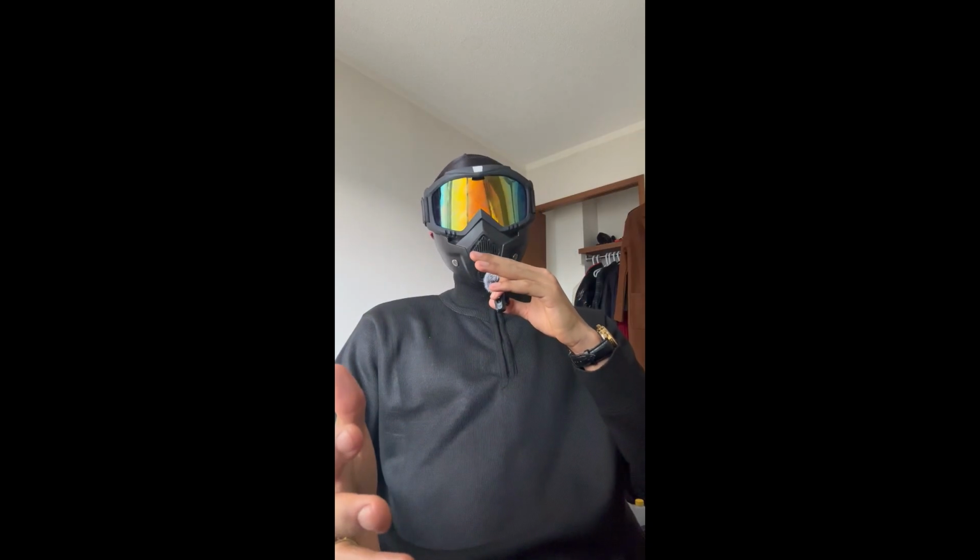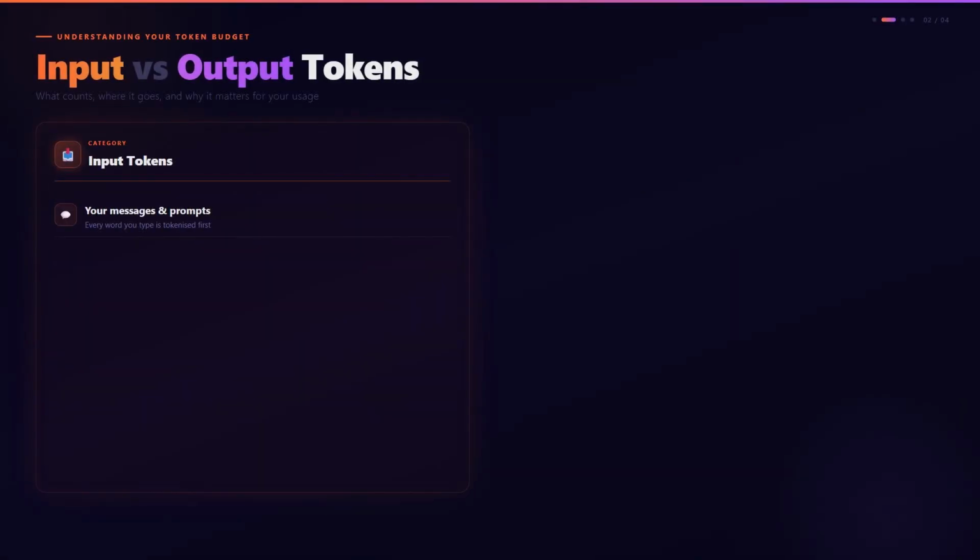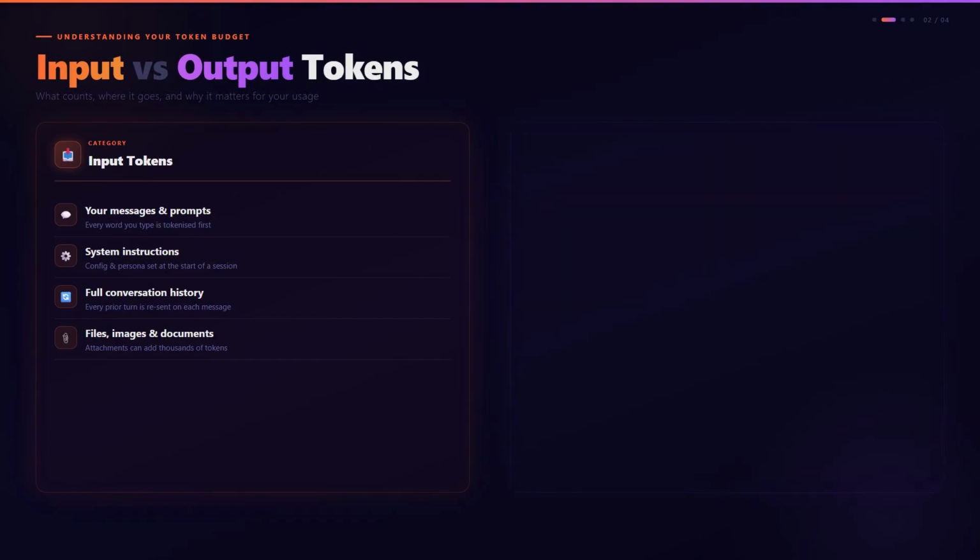So each time Claude reads a message from you, it's actually burning some tokens, and each time it sends you a message, it's also burning tokens. So there are basically two types of tokens, or two different instances when tokens are used: input tokens and output tokens. As the names imply, input tokens are simply the tokens that are used at input.